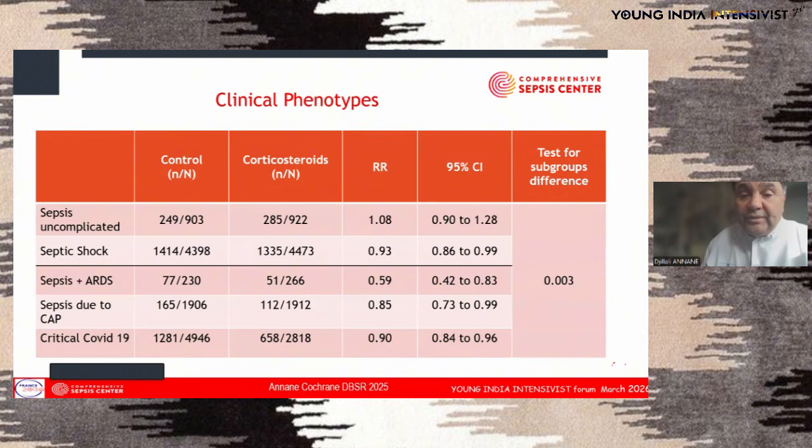And in fact, one can see that patients who have uncomplicated sepsis do not seem to draw survival benefit as compared to patients with septic shock, patients who have sepsis and ARDS, patients who have sepsis related to community-acquired pneumonia, or patients who have sepsis related to COVID-19.